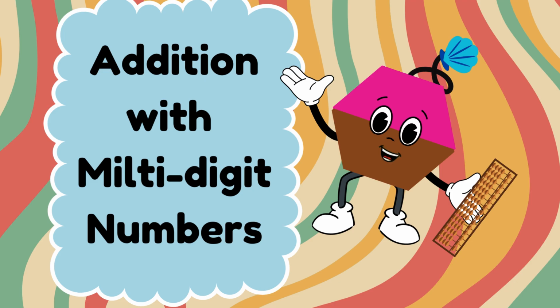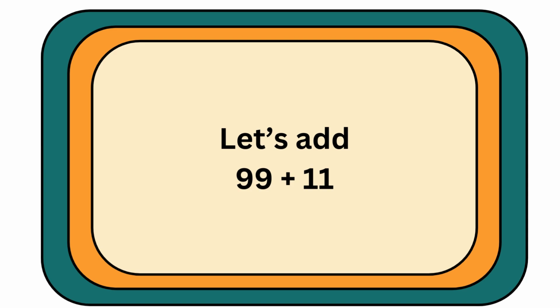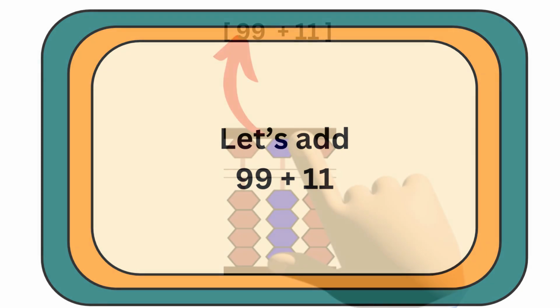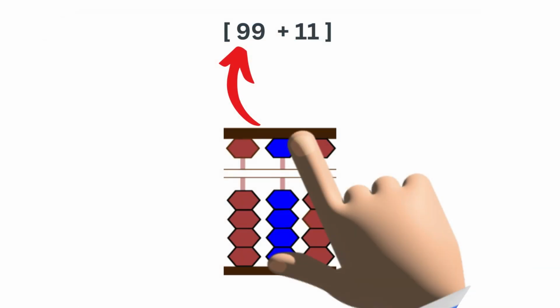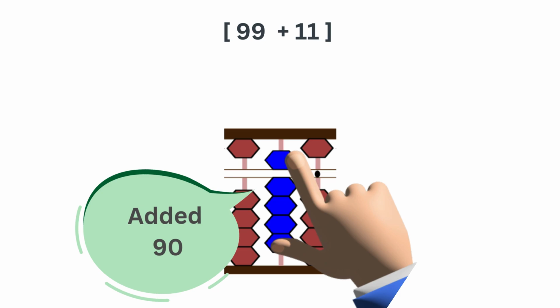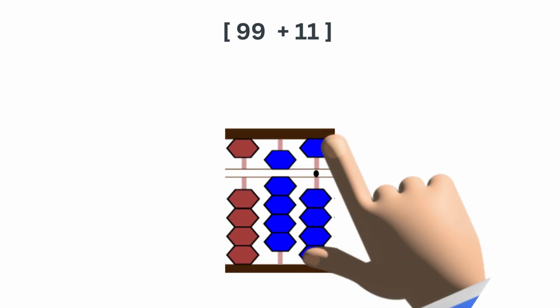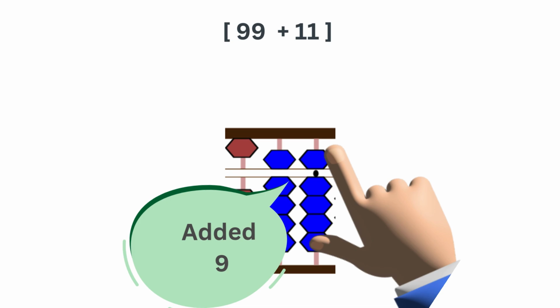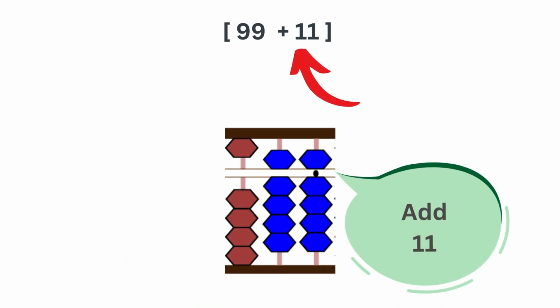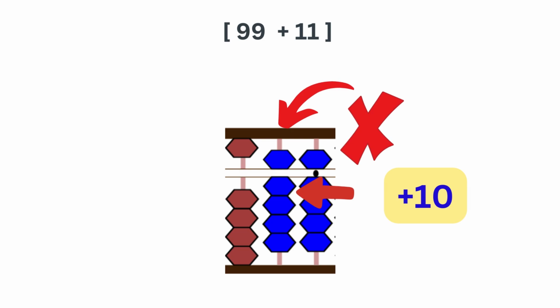Now, let's try addition with multi-digit numbers. Let's add 99 plus 11 on the abacus. Start with the larger digit. First, add 90. Then, add 9. Then, we add 11. Begin with the larger place value, which is 10. We need to add 1 lower bead in the tens column. However, there are no beads available in the tens column.